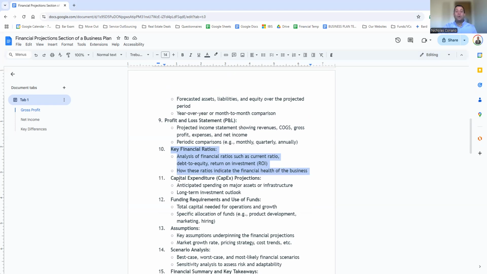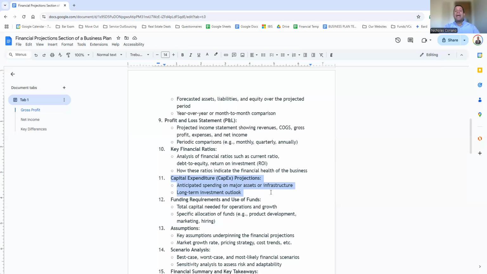Number 11 on things to include in a financial projection section of a business plan is capital expenditures, or what they call CapEx projections. These are anticipated spending on major assets or infrastructure, and this is a long-term investment outlook. So a CapEx expenditure could be the purchase of a new building, right? Or the addition onto an existing building. This is something that's usually going to go onto your balance sheet as a major asset, right? And you want to include these because they will affect your balance sheet, which will in turn affect whether you have equity in the business or not.